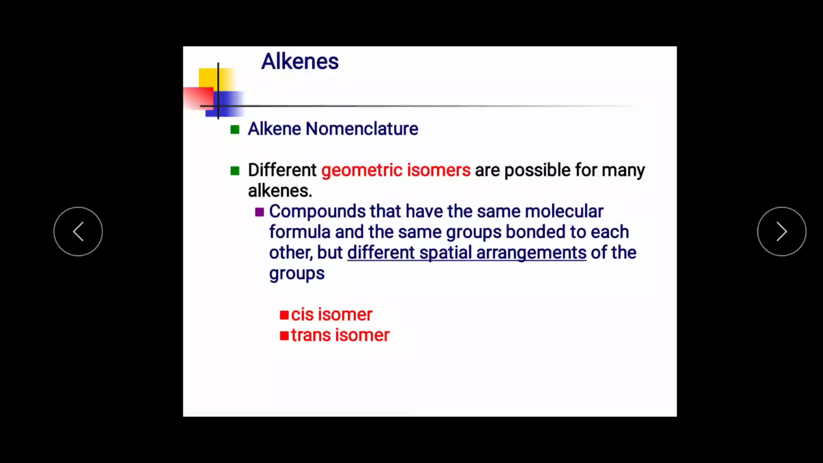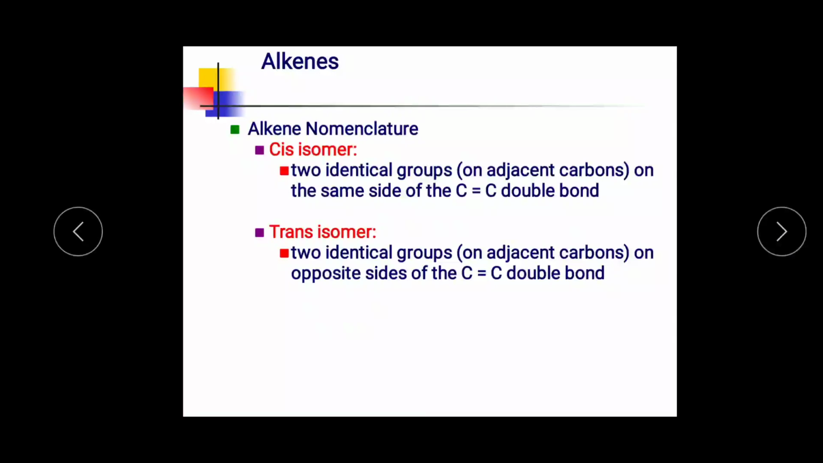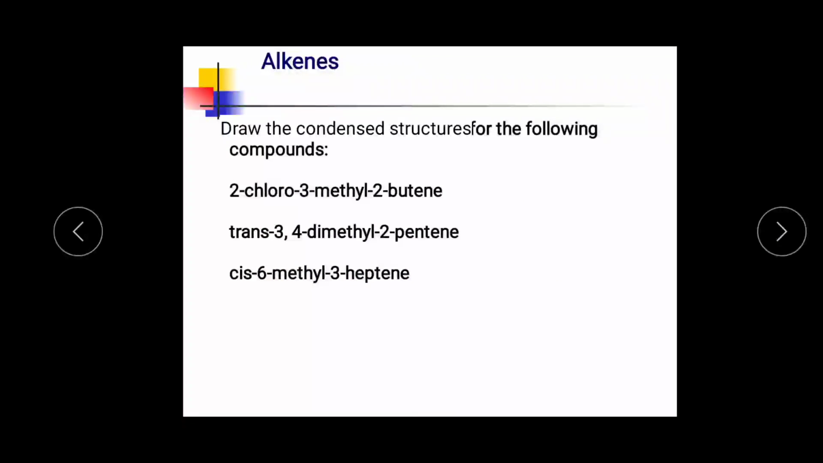We have two geometric isomers. We have the cis isomer and we have also the trans isomer. When we say cis isomer, these are two identical groups on adjacent carbons on the same side of the C=C double bond. When it is a trans isomer, two identical groups are on adjacent carbons on opposite sides of the C=C double bond. On your worksheet, I want you to draw the structures of the following compounds. 2-chloro-3-methyl-2-butene.